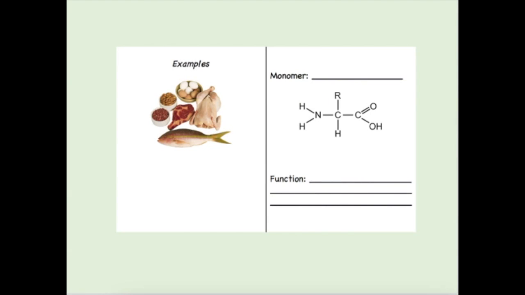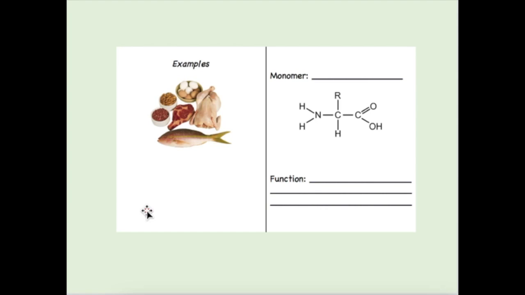Now you're going to open up the flap of your foldable, and underneath protein, you'll see the other notes that we're going to write. So we're going to write stuff about the monomers, and we're going to give some examples of proteins. So let's start with the examples that we see. Some examples that we see of proteins are things that are in the picture, like steak and chicken and eggs and fish and beans.